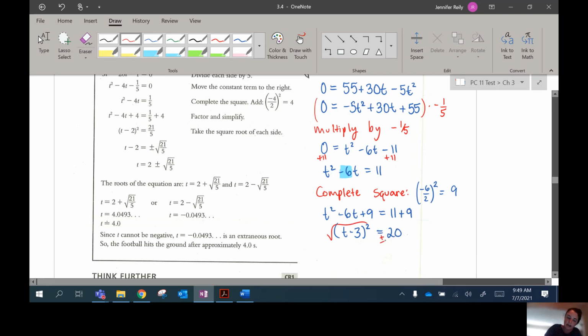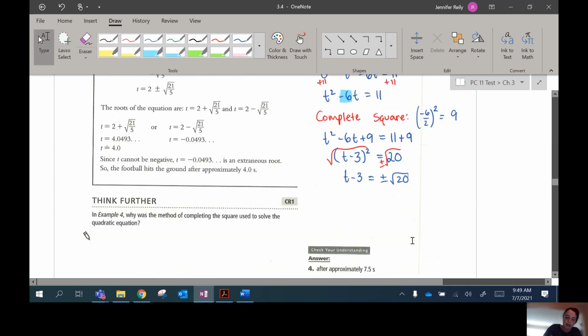Square root both sides, plus or minus square root. And I'll have t minus 3 equals plus or minus square root of 20. T equals 3 plus or minus square root of 20, because you add 3 to both sides.